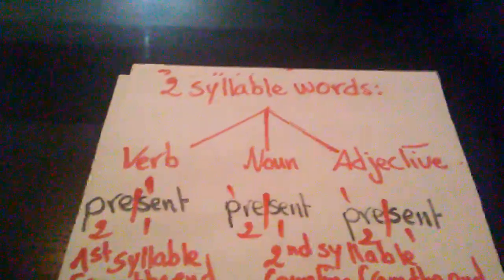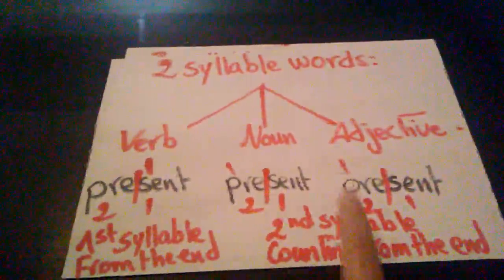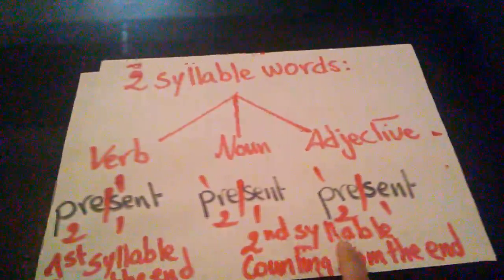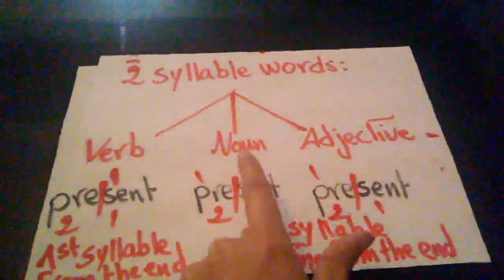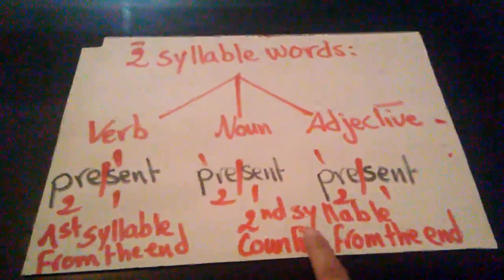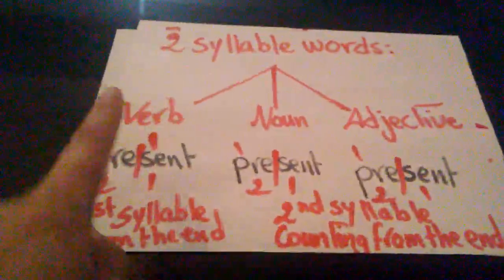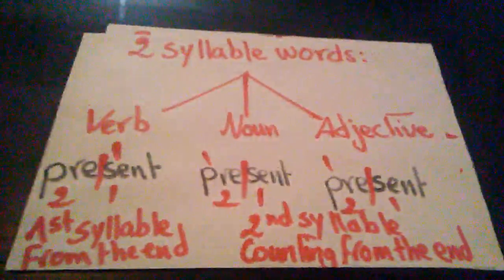When you have two syllable words, you have three cases: case of a verb, case of a noun, case of an adjective. For nouns and adjectives, you have the same rule. We stress the second syllable, always counting from the end. When you have a noun or an adjective which has only two syllables, you stress the second syllable counting from the end. If it is a verb, you stress the first syllable counting from the end.